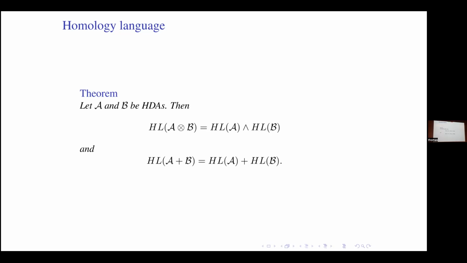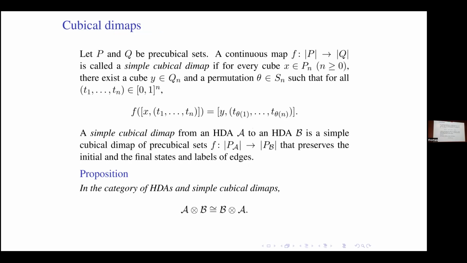And therefore, I propose to use a more flexible notion of morphisms, which are cubical dimaps. Actually, I will only consider simple cubical dimaps, which suggests that there are also more complicated cubical dimaps, and that's the case, but we will only consider a simple cubical dimap here. So a simple cubical dimap from a precubical set P to a precubical set Q is a continuous map between the geometric realizations that sends n-cubes to n-cubes, but with the possibility that there is a permutation of the coordinates. And then a simple cubical dimap of HDAs is a simple cubical dimap of the underlying precubical sets that preserves the initial and final states and also labels the edges. And with these simple cubical dimaps, we can identify the tensor products A tensor B.